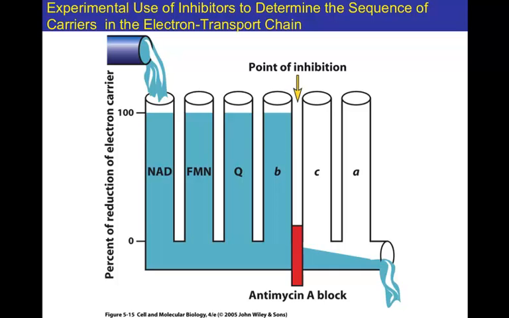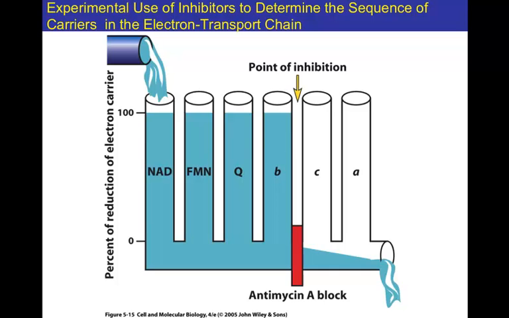Now this slide shows you what would happen if you were to block the electron transport chain. You can see there at the red stripe, there's a blockage. The electrons can't pass from cytochrome B to cytochrome C. The result is everything sort of backs up from that point, and you get to the point where you can't add the electrons from NAD into the electron transport chain.